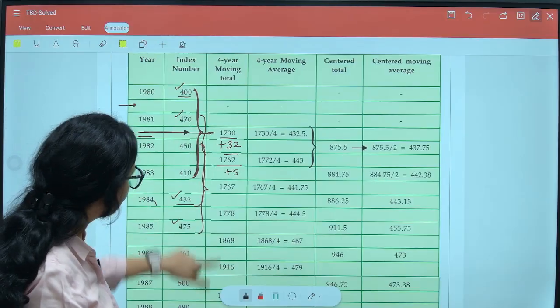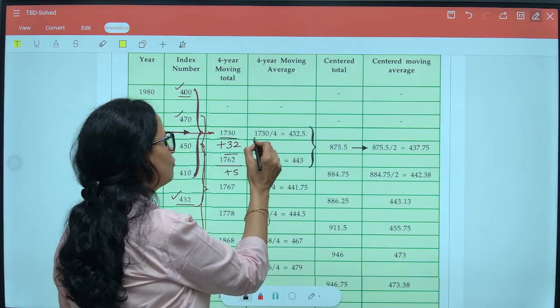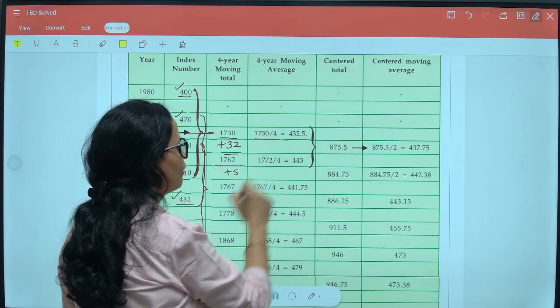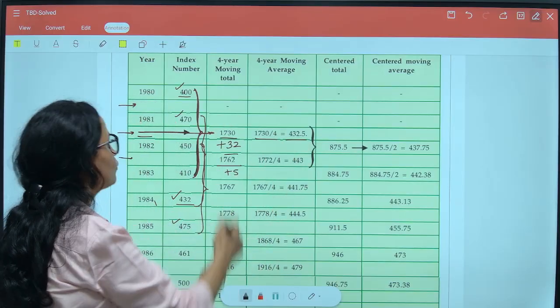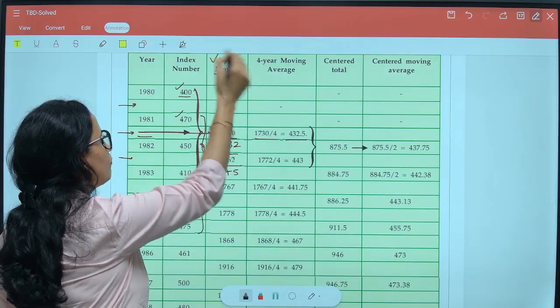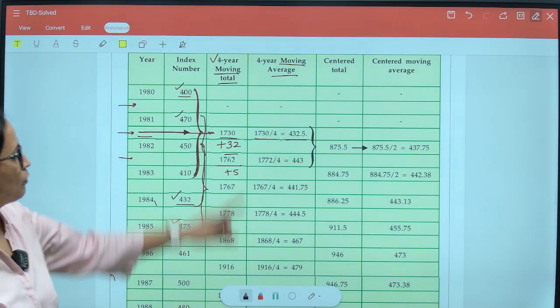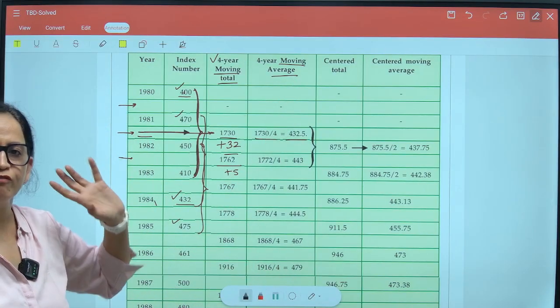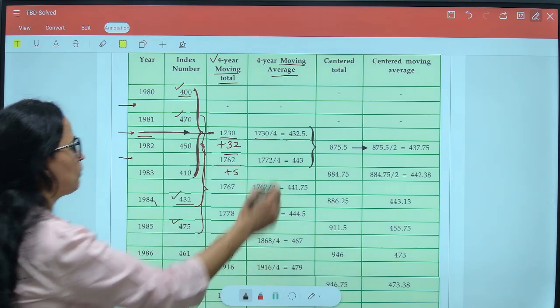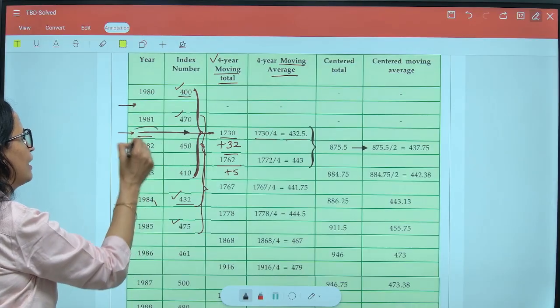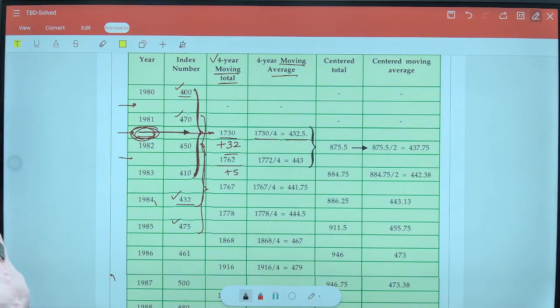So divide all these values by 4. 1730 by 4 gives you 432.5. Likewise, divide all the values of this moving total column by 4 to get the moving average. Right? Now you have got the moving average for every 4 year. But because these values are not against any time point, there is no year here.